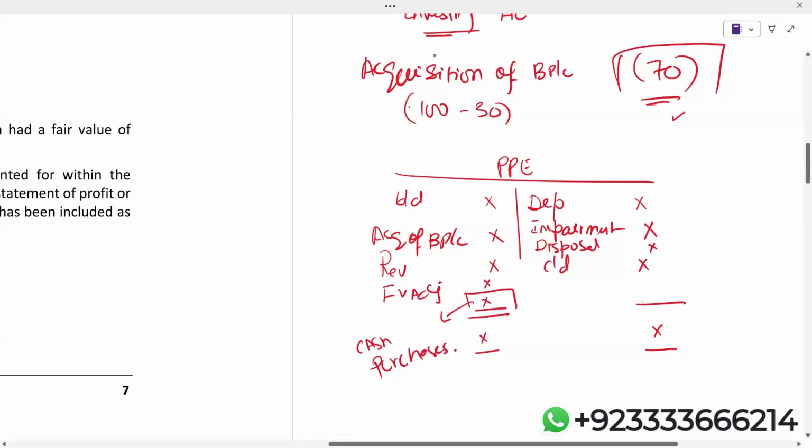What I want to say, try to understand: when I'm acquiring a subsidiary, number one, it's your investing activity. Second, there will be either cash inflow or outflow only in investing activities. Other than that, if you are calculating cash purchase of property, plant and equipment, make sure you do not ignore that if you have acquired a subsidiary, then due to that also your property, plant and equipment changes.